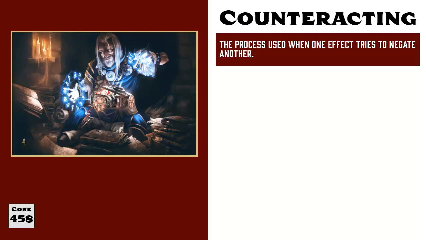Counteracting occurs when one effect tries to undo another effect. A few examples might include drinking a panacea potion to cure a disease, casting Bless on an ally to remove the Bane effect from them, or disarming a magical trap by casting Dispel Magic on it. Although there are a few different circumstances where counteracting is used, they all follow the same general process.